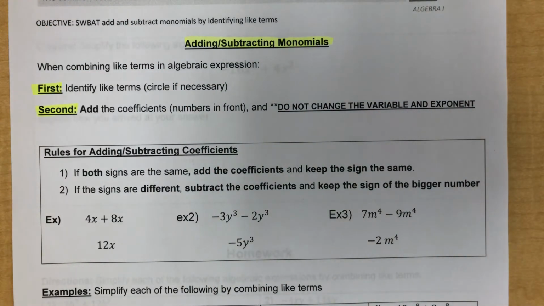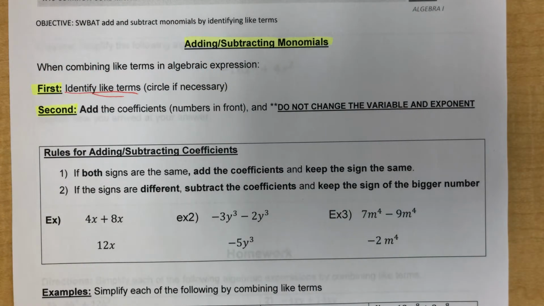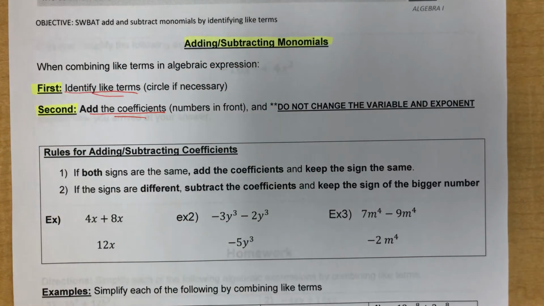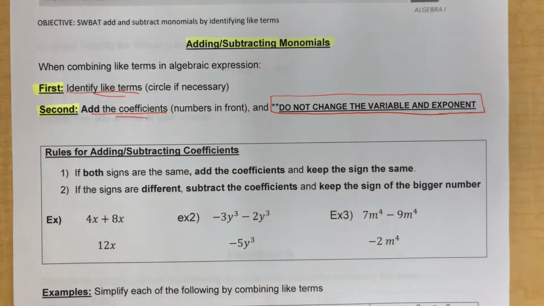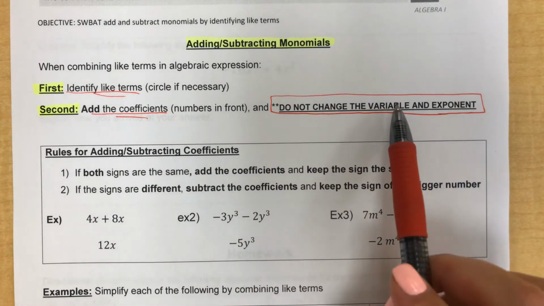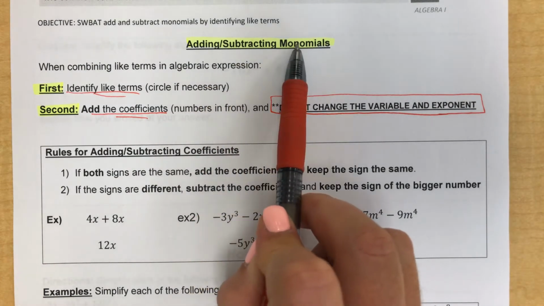I can see that the first step tells me to identify like terms, very similar to yesterday. And then after I've identified those like terms, step 2 says to add the coefficients together, and I have to keep the variable and exponent the same. I am not going to change the variable and exponent, they stay the same. If you remember from yesterday, we were identifying what makes two terms like terms. Now today, we're going to take those like terms and put them together. That's called adding and subtracting monomials.